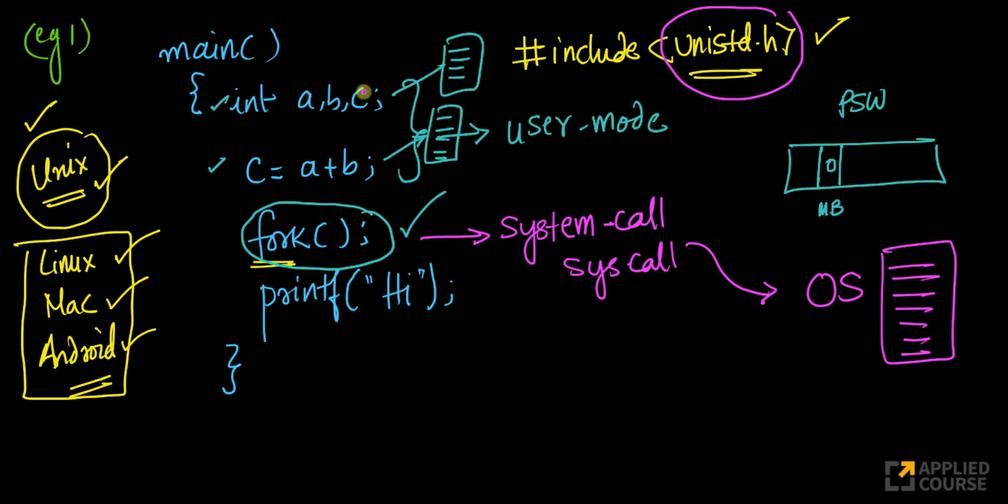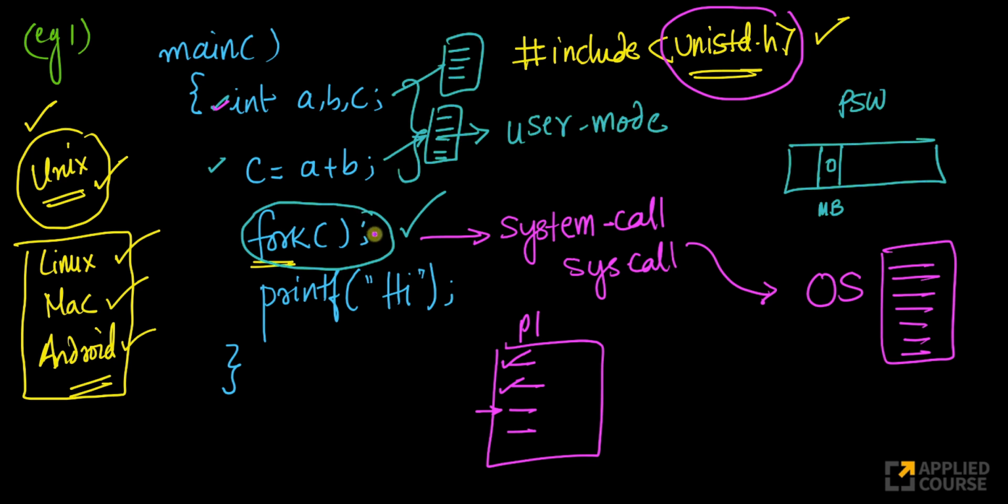Okay, so let me explain this. Let's assume this whole thing is running as process 1. So where am I right now? Let's write line 1, line 2, line 3, line 4. I've executed line 1, I've executed line 2. I'm executing line 3 now. In line 3, I said fork.